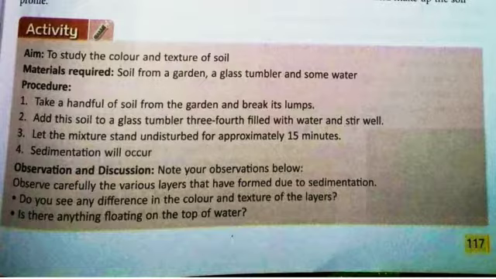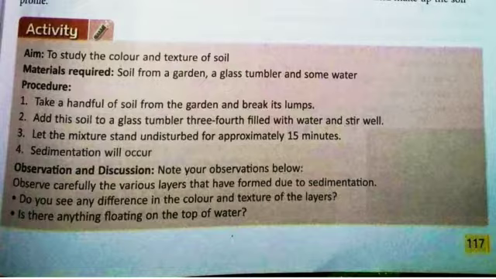Let the mixture stand undisturbed for approximately 15 minutes. Sedimentation will occur. Observation and discussion: note down your observation. Observe carefully the various layers that have formed due to sedimentation. Do you see any difference in the color and texture of the layers? Is there anything floating on the top of the water?